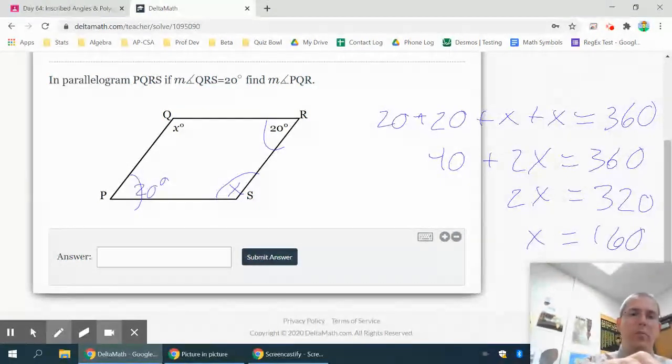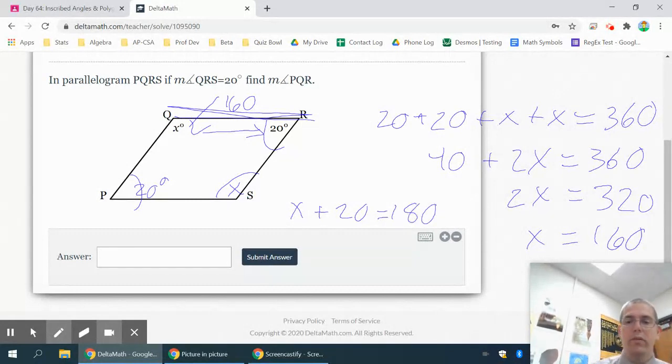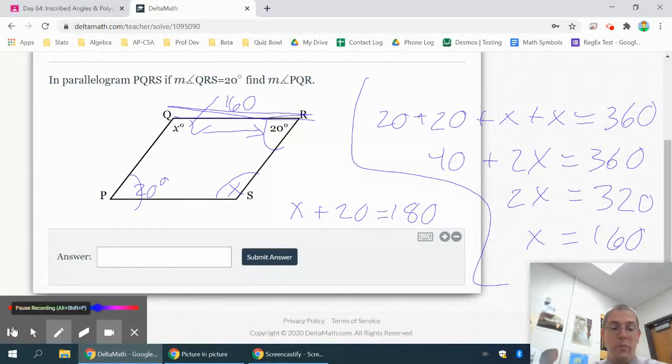Now at this point you might say, was there an easier way to do that? Well, actually there is. The angles that are adjacent to each other, and by adjacent I mean beside each other, they're on the same side of the parallelogram Q and R. These adjacent angles always add to 180. So I could have saved myself some time by doing x plus 20 equals 180. And that would have given me 160. Or I could do it the longer way using the fact that the opposite angles in a parallelogram are equal. So hopefully this will help you solve these types of problems. Let's look at another example.